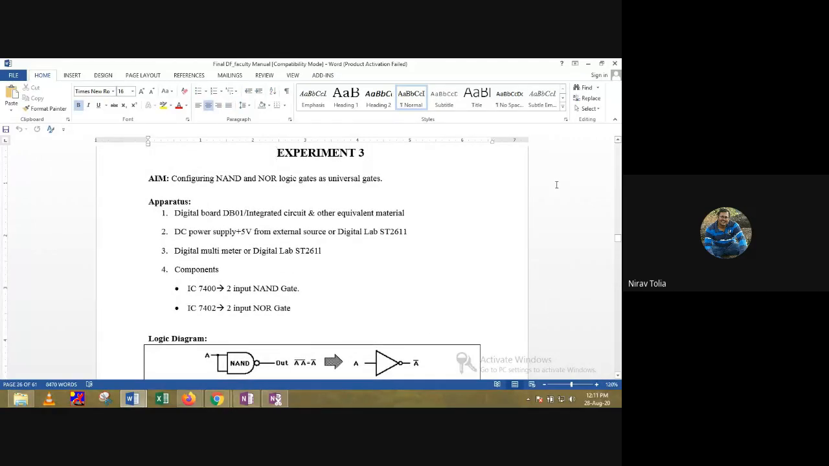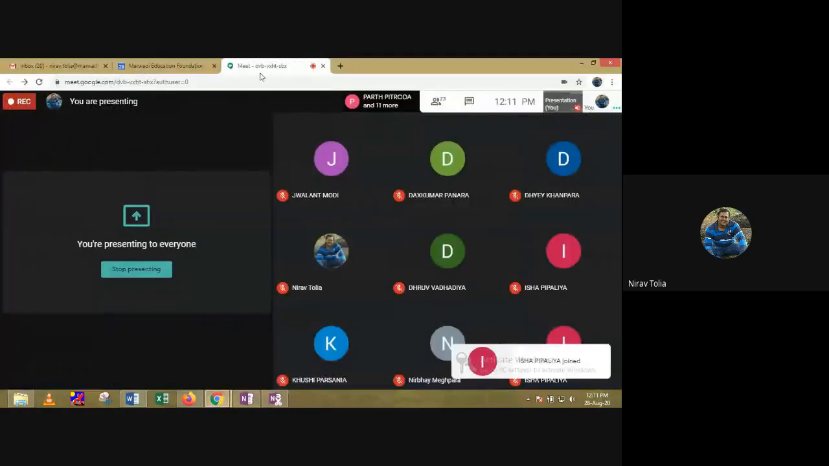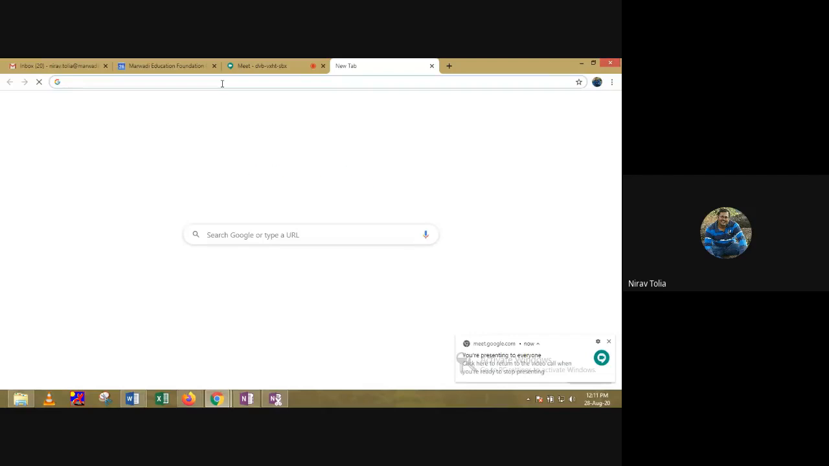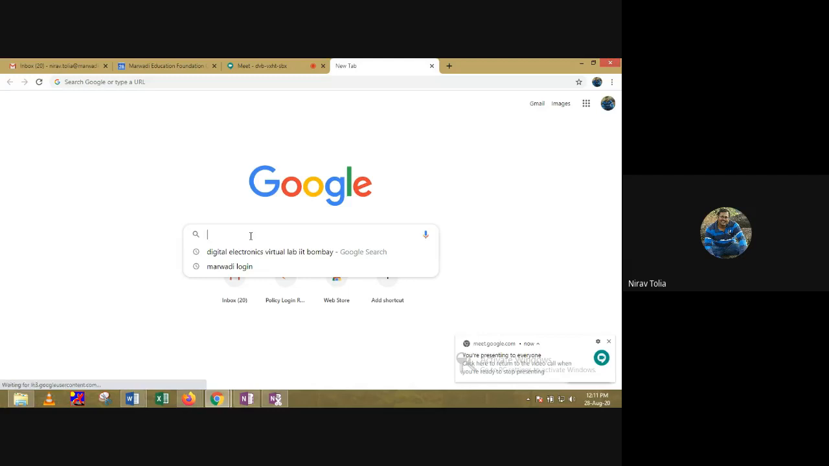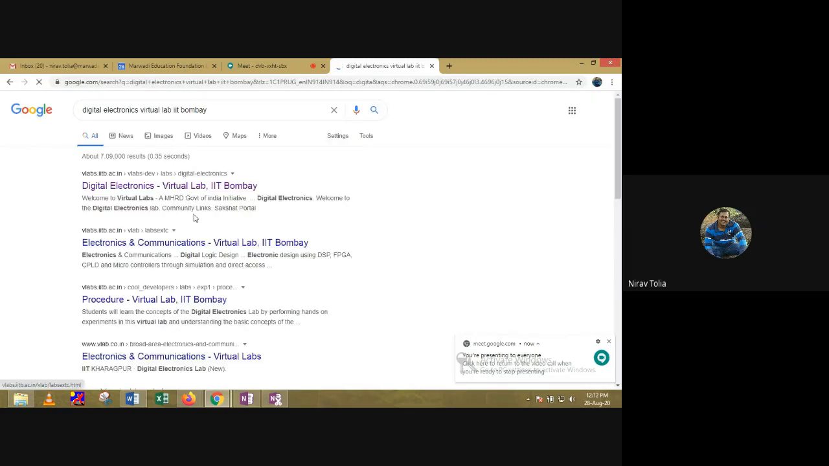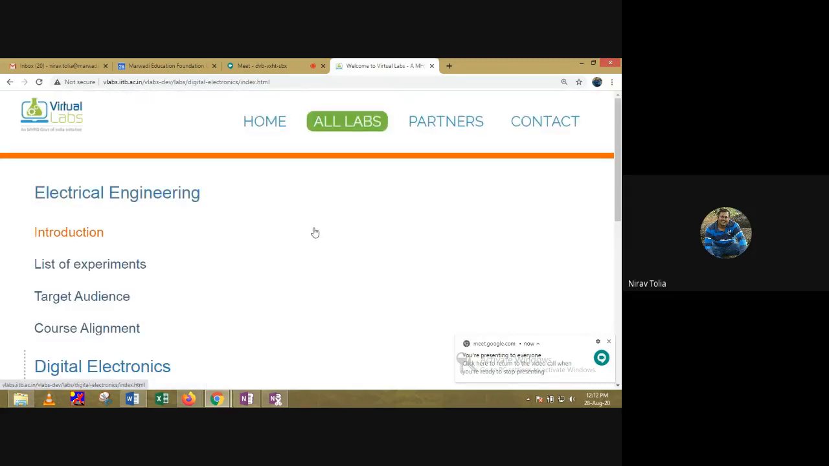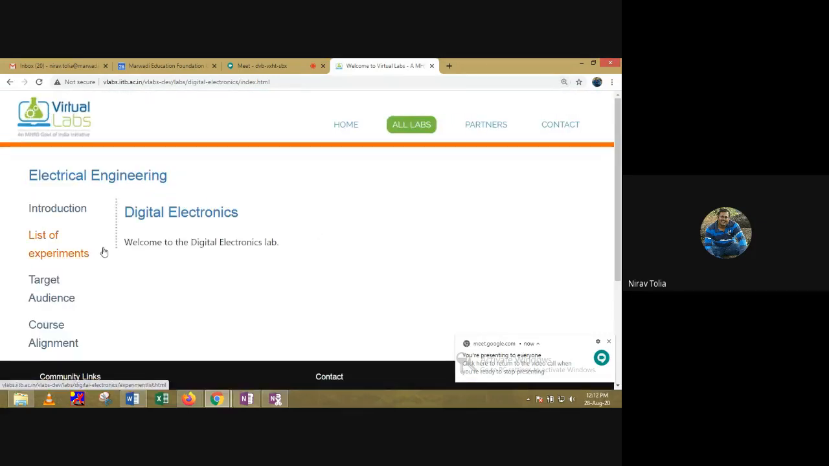Okay. So this is our experiment number 2 actually: configure the NAND gate and NOR gate as universal gates. Again, we have to perform this experiment in the virtual lab created by IIT Bombay. You have to search in Google for digital electronics virtual lab by IIT Bombay. The first link you click will open, and click on the list of experiments.